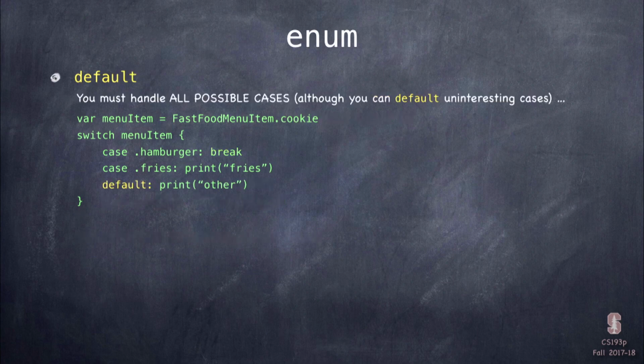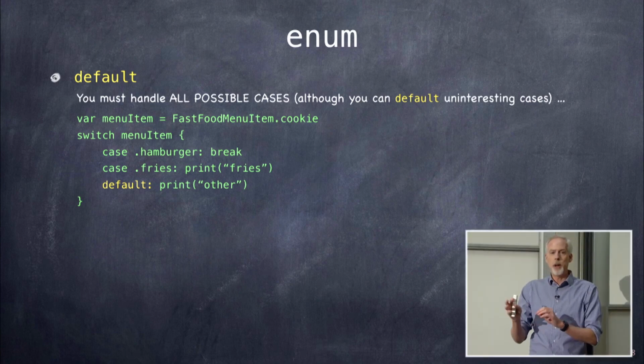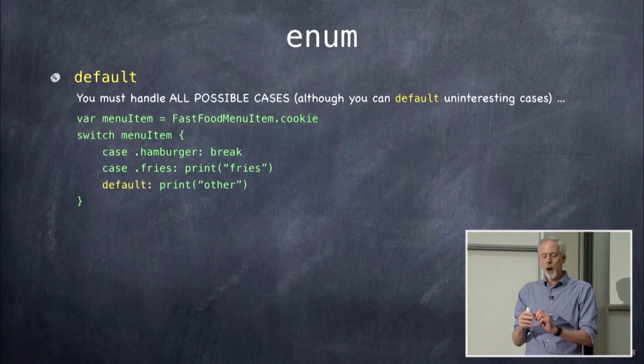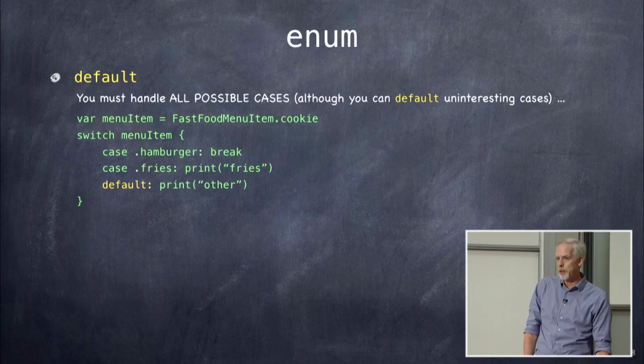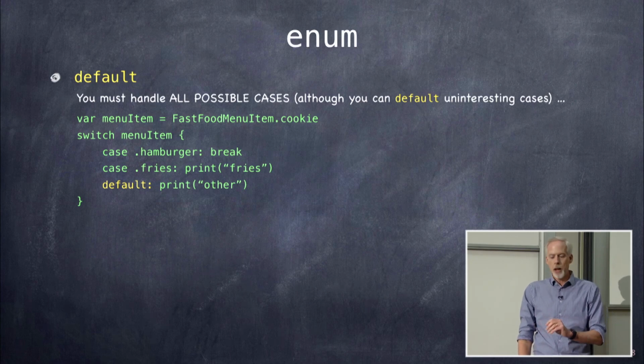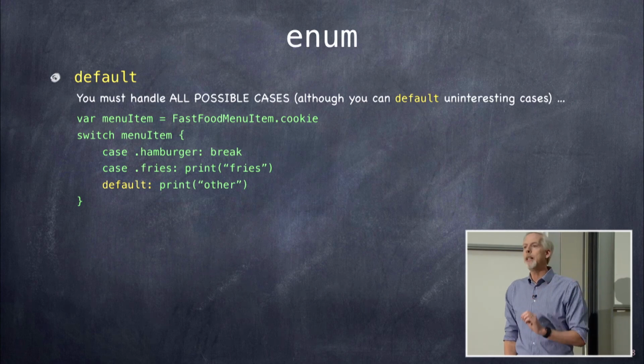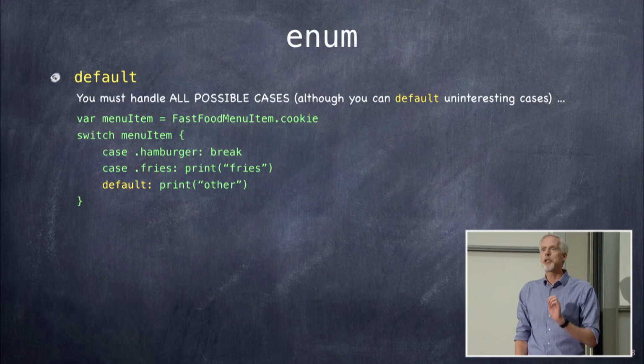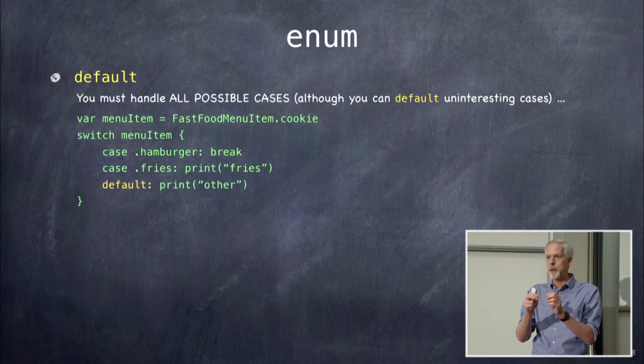Similarly, if you want to do something for all the rest of the cases, like here I only want to do something for hamburger and fries, actually I do nothing for hamburger, and I do something for fries, and all other cases I just want to print other, then you can use default instead of case whatever. Now, in Swift, you can switch on any type. You could even switch on a string. But if you switch on a string, you'd have to have case A, case B, case C, case AA, case AB. You see what I mean?